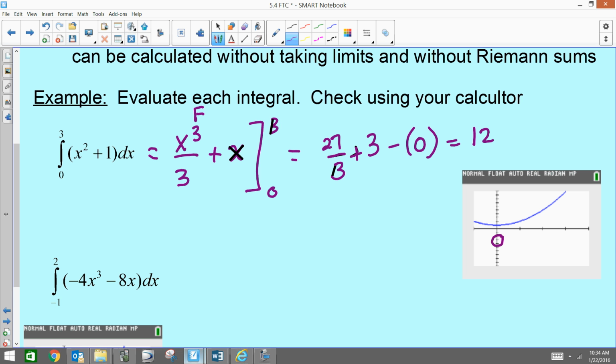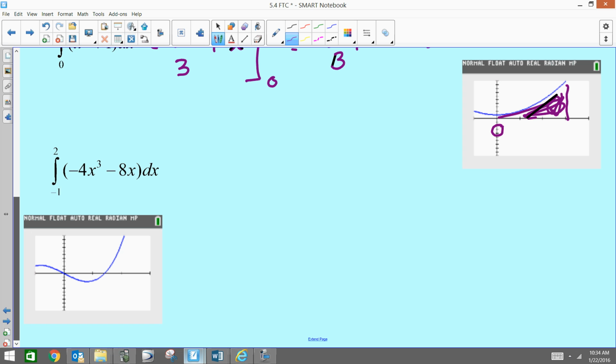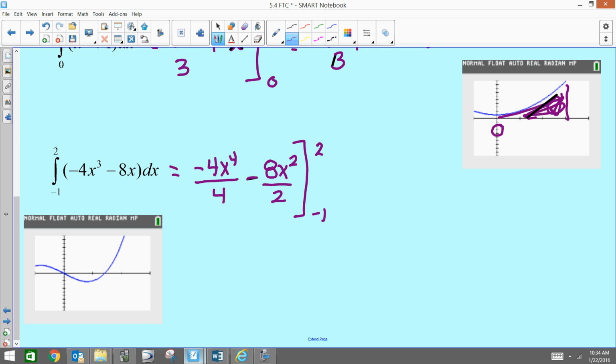From 0 to 3, certainly it is all positive. That makes sense. I'm not going to check with my integration quite yet. Okay, here's the function. So I'm going to do my antiderivative: negative 4x to the 4th over 4, minus 8x squared over 2, from negative 1 to 2. All right, let's reduce. Sorry, with these black lines, I just can't control them. They just kind of do their own thing. Minus 4x squared from negative 1 to 2.